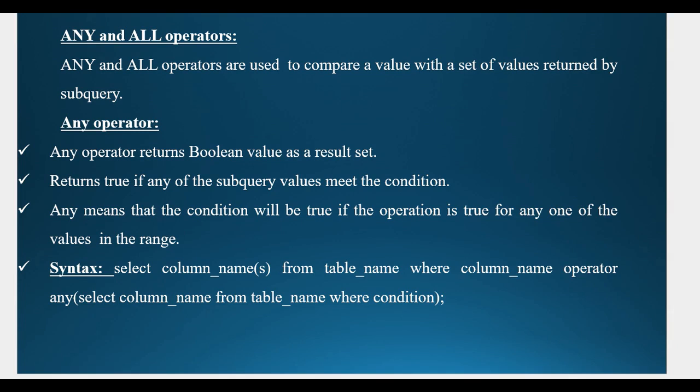Hello everyone. In this session I am going to explain the ANY and ALL operators. These operators are used to compare a value with a set of values returned by the subquery. The first one is the ANY operator. It returns a boolean value and returns true if any one of the subquery values meets the condition. So ANY means that the condition will be true if the operation is true for any one of the values in a range.